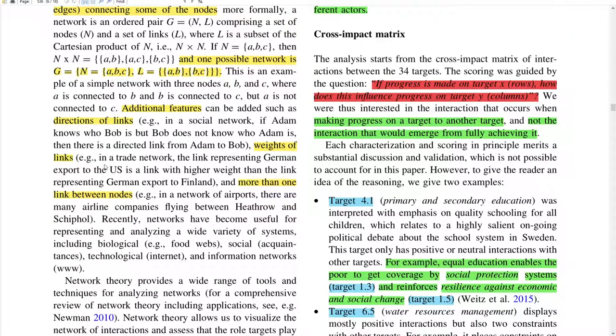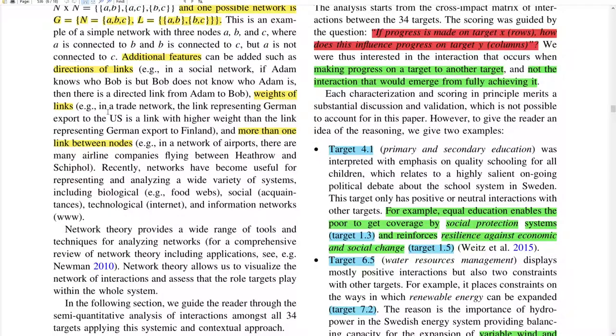Another concept here is the weight of the links. So you could have different weights between the nodes. Some links are heavier than others. Some links are more important than others. The example that they've given here, in a trade network, the link representing German exports to the US is a link with higher weight than the link representing German export to Finland. Germans export more stuff to the US than they do to Finland. So if you want to represent this on a network structure, then you definitely need to have a bigger link represented when talking about German exports to the United States.